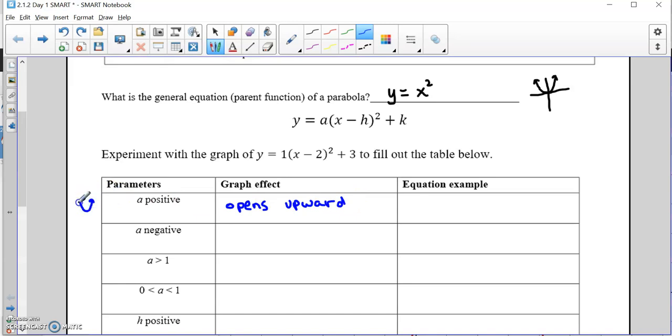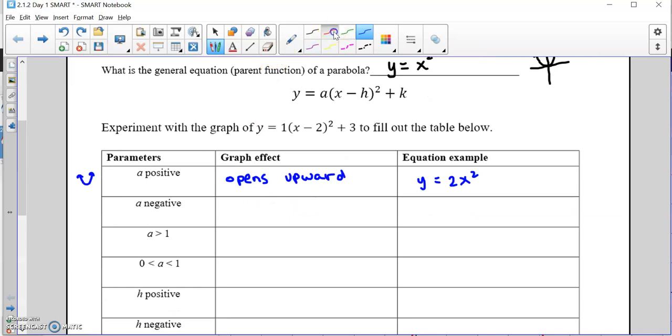And it looks like this. Okay, an example of that would just be any basic equation without a negative sign, right? Like 2x squared would cut it. So, on the other hand, when your A is negative, we saw that it flips down. It opens downward. Alright, so an example, I would just take any old parabola equation and throw a negative sign in the front.